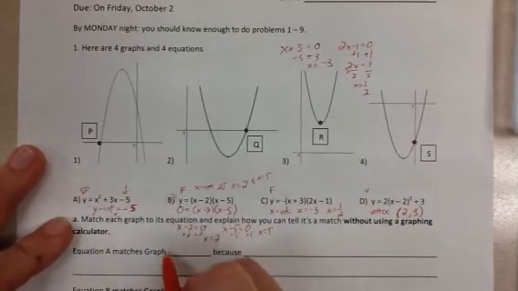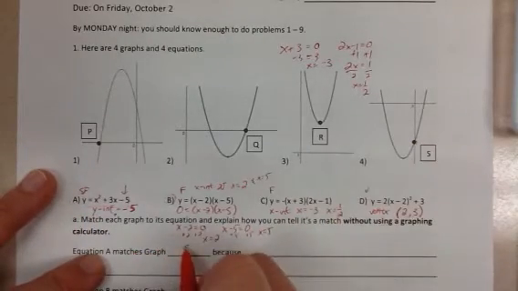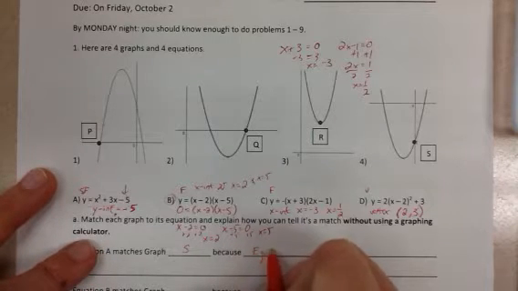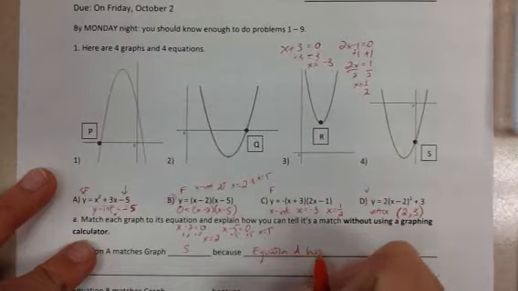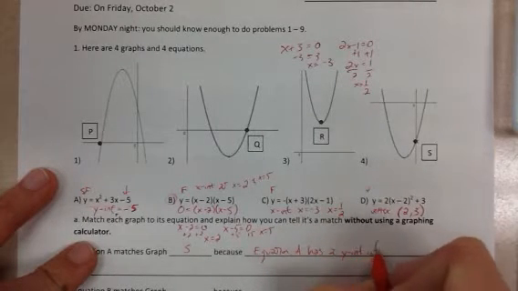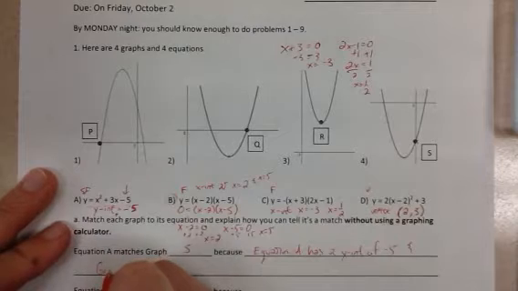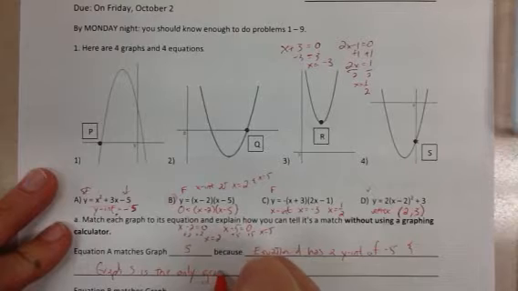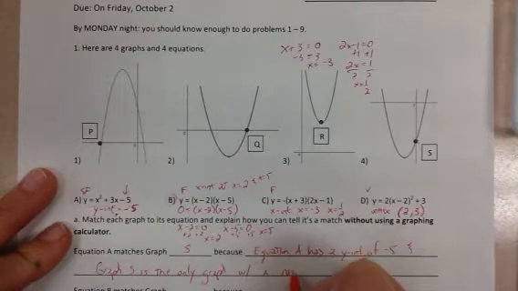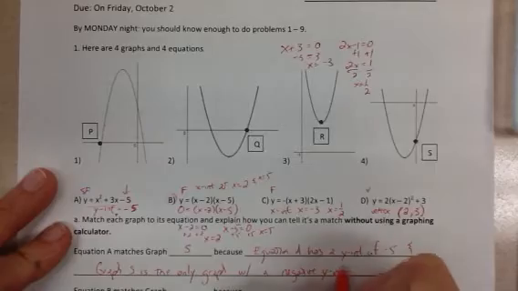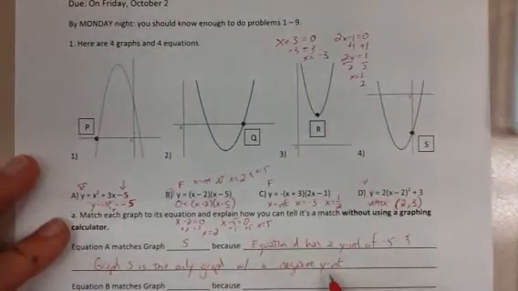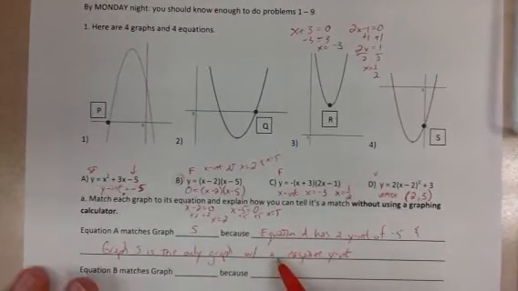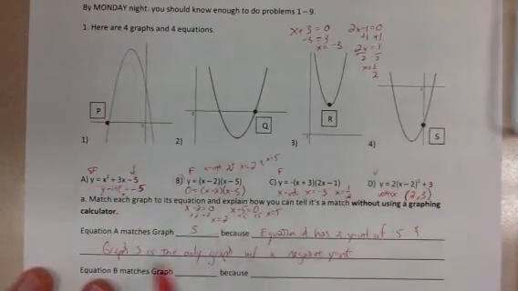So I'm going to say equation A matches graph S, because equation A has a y-intercept of -5, and graph S is the only graph with a negative y-intercept. So, I mean, your explanation might be a little different than that, but your explanation should be thorough enough that somebody can read it and understand how you got from here to knowing that this was the one.